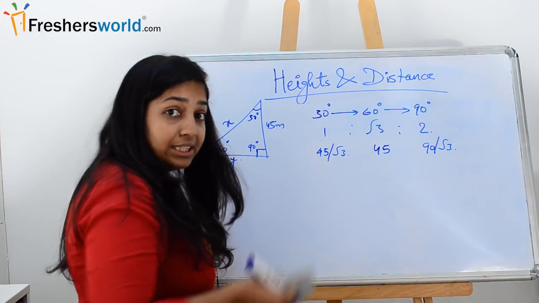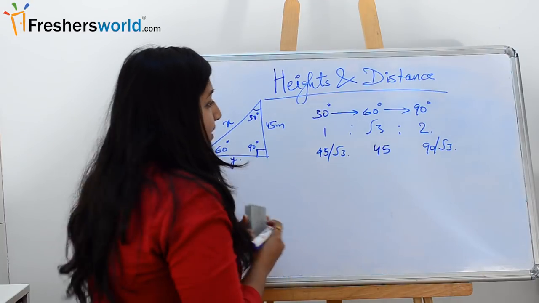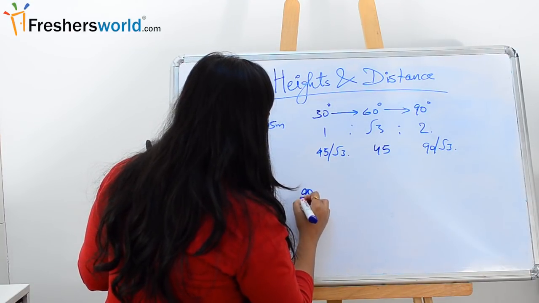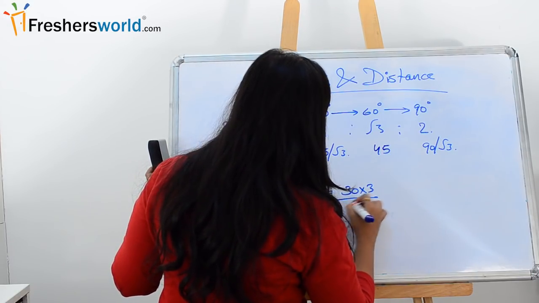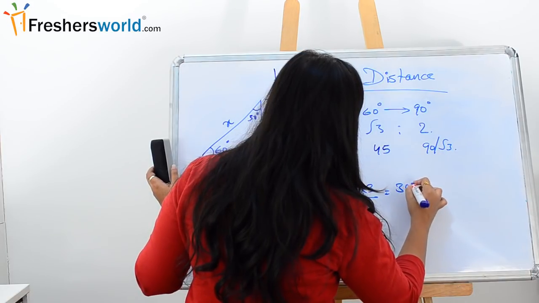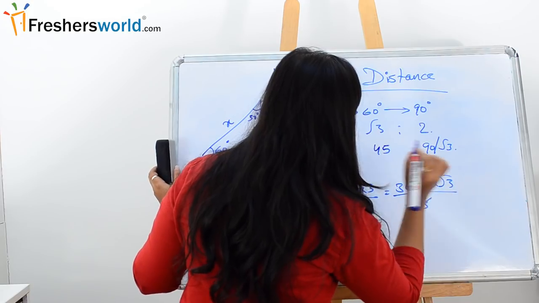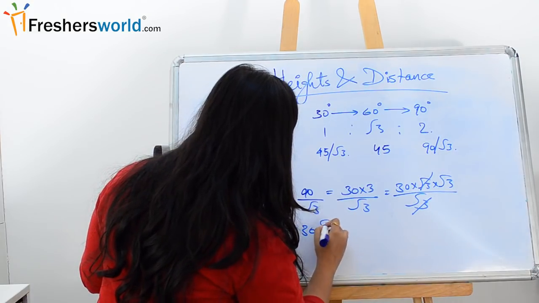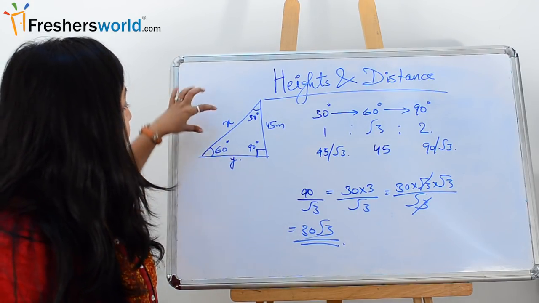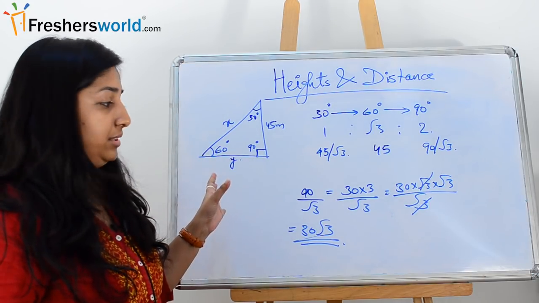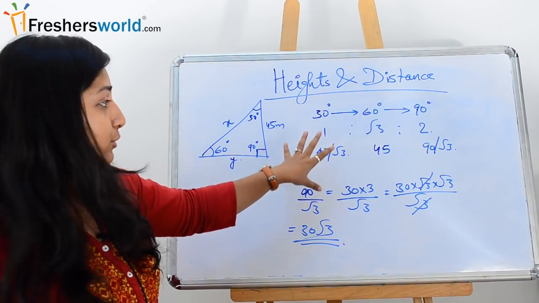Now 90 by √3, how will it become 30 √3? It is very simple. If we try to simplify 90 by √3, it will become 30 into 3 by √3, which will again become 30 √3 into √3 by √3. So here we got finally 30 √3. It was the same answer when we tried to find the solution of x from the conventional method. So this proves the authenticity of this trick that I was trying to tell you.